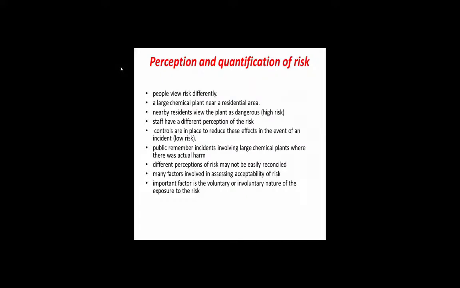These different perceptions of the risk may not be easily reconciled, and the view of the staff at the plant may be correct, but they could have become complacent, and therefore they may not be correct. The view of the nearby residents may be incorrect, but should they be convinced otherwise? There are many factors that are involved in assessing the acceptability of risk, and many issues related to this, which we'll discuss throughout the subject. One important factor is the voluntary or involuntary nature of the exposure to risk.